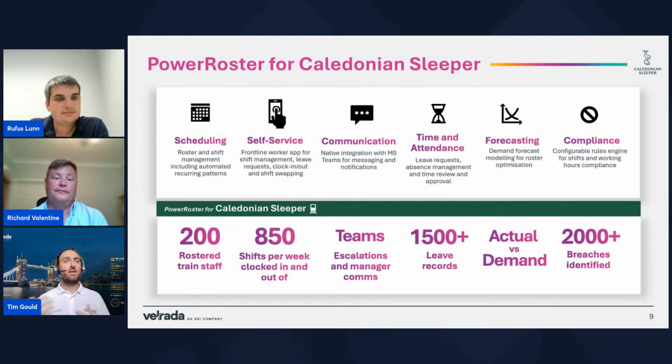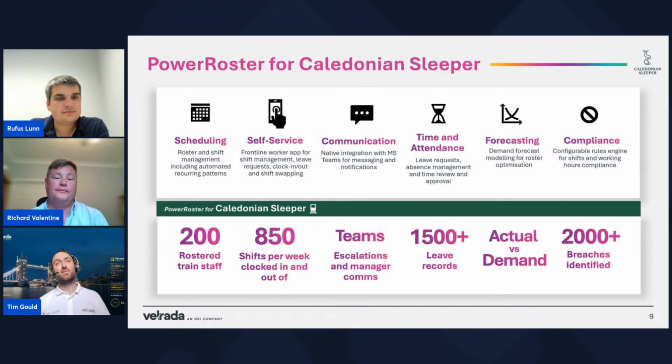As I said, one of our recent implementations is Caledonian Sleeper, and you can see some high-level stats along the bottom there. So this is a company that run a train service between London and Scotland, as well as some other services. They have 200 rostered train staff, which is typically around 850 shifts per week that they're clocking in and out of on the mobile.